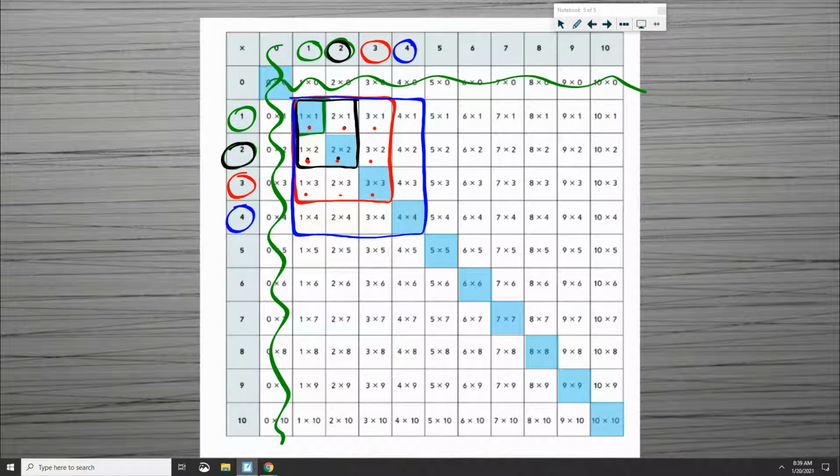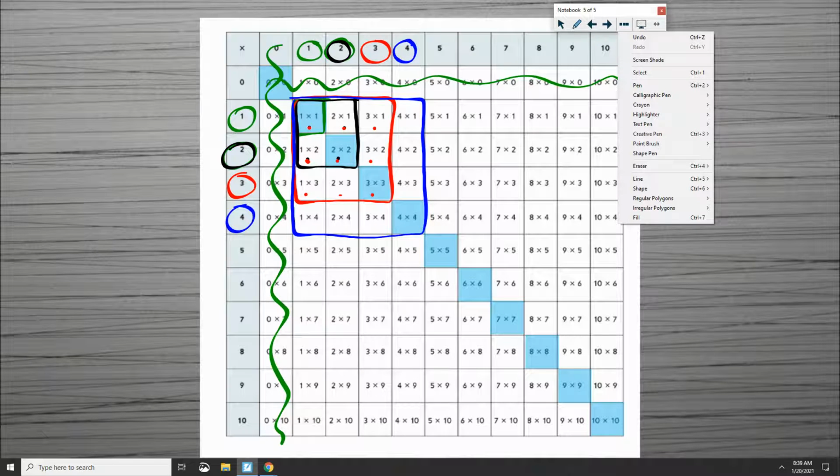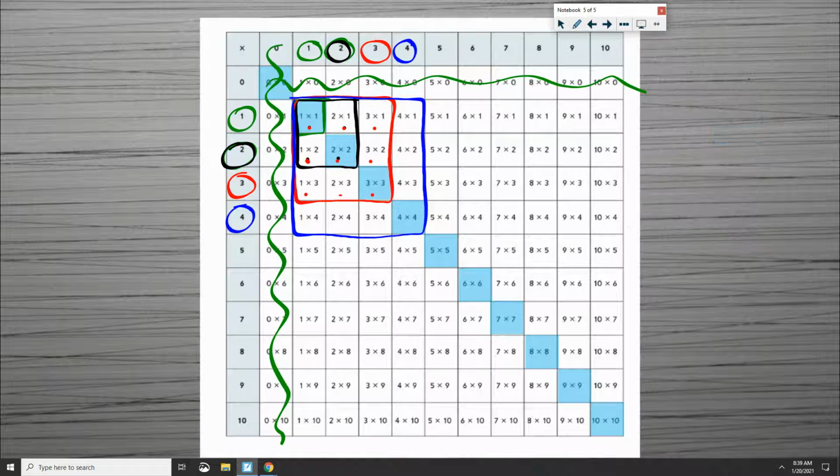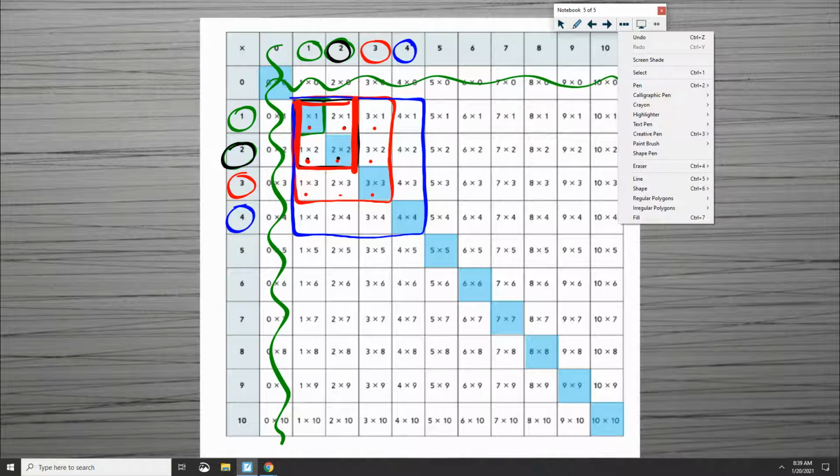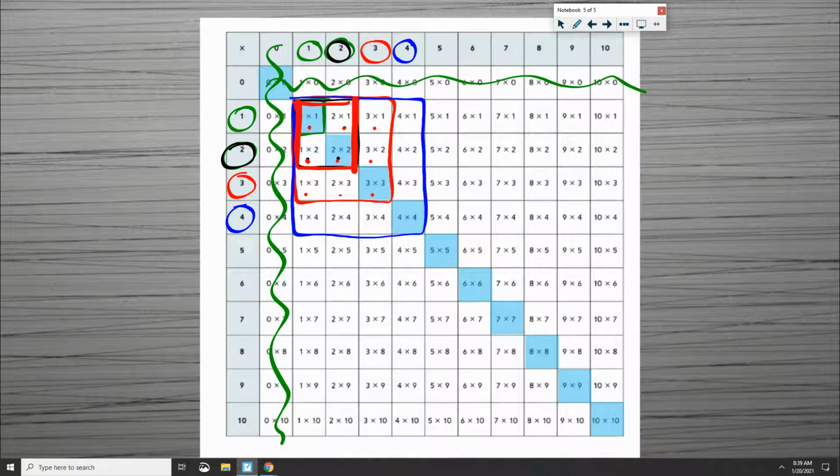Now, all of these are squares because they are equal on all the sides around. So if I'm looking at my 2 by 2, 2 times 2, then I have 2 across, 2 down, 2 across, 2 down. If I'm looking at my 3s, then I'm going to have 3 across, 3 down, 3 across, 3 up. So those are all equal sides to make them squares.